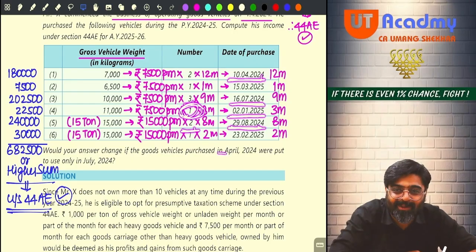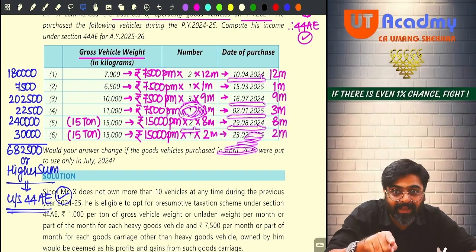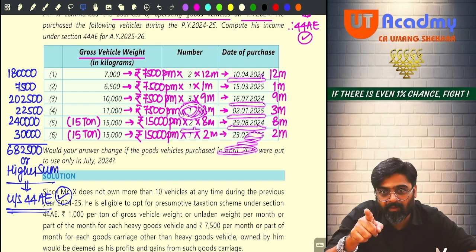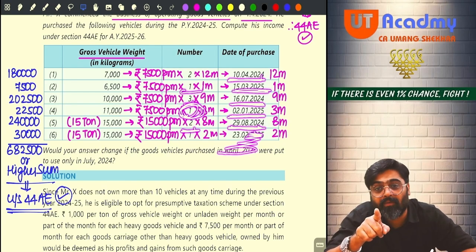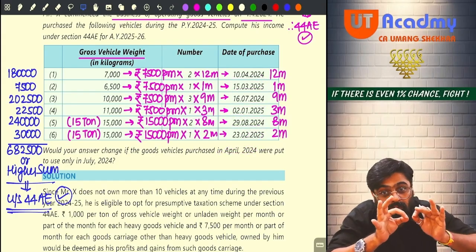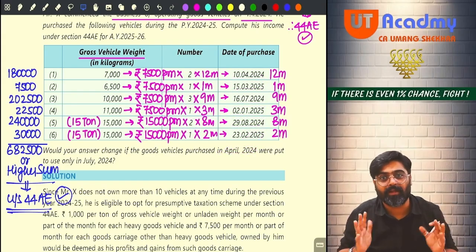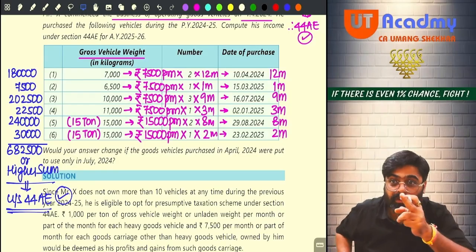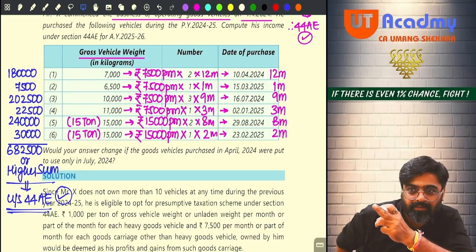Now in the month of February, you will go and buy 1. It will become 9. And now in the month of March, you are going and buying 1. It becomes 10. So throughout the year, your ownership is not more than 10. Hence, you are taking this 44A.